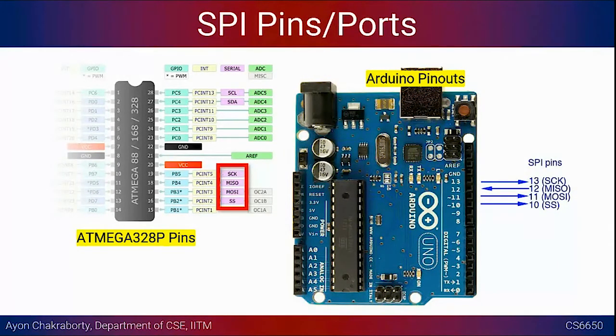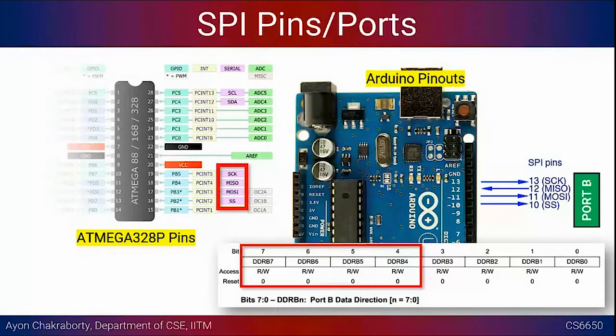So if you try to tally it with the Arduino, pin numbers 13, 12, 11, and 10, which are in port B, are responsible for the SPI operations. And these 4 pins are controlled basically through the port B registers, right? In this case, this is the port B data register, or the port B data direction register, from which I can know the pin numbers, or the offsets in these registers, to configure these particular pins 13, 12, 11, and 10.